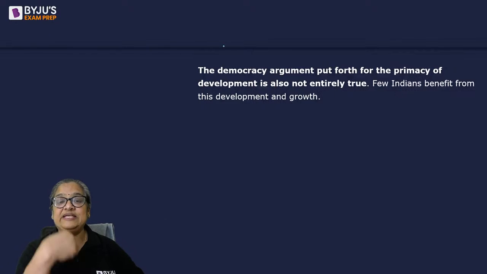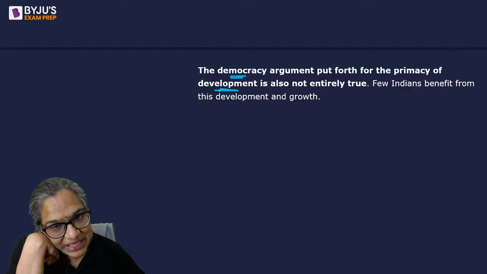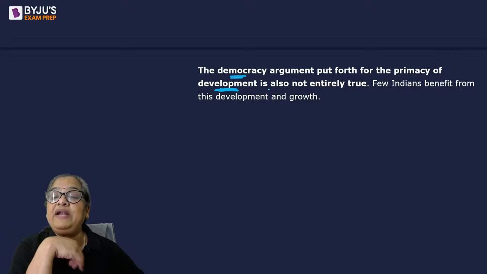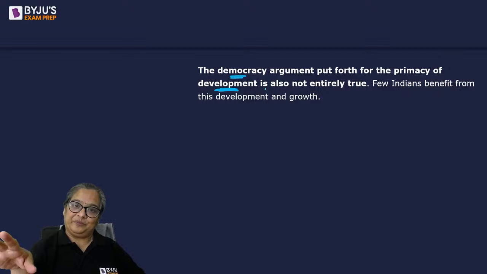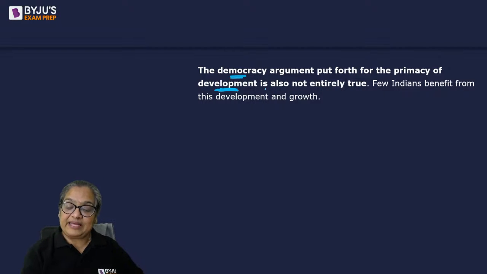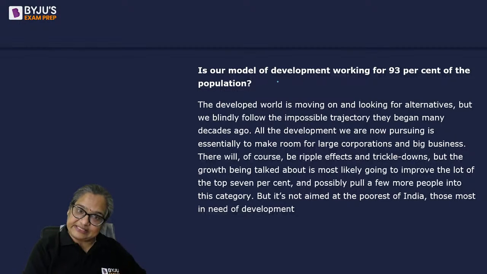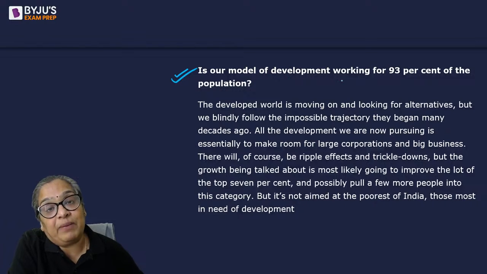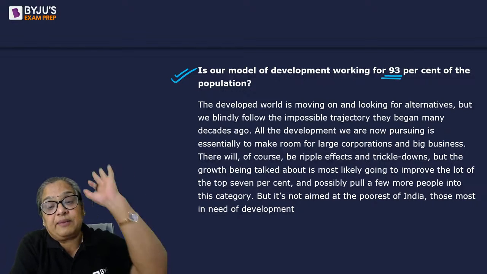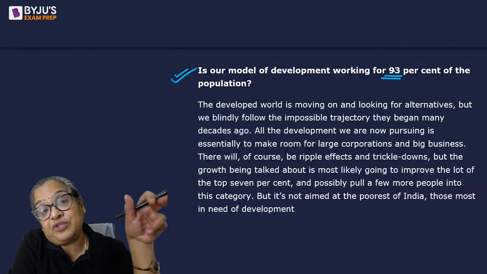Here he says, many who are in a democracy say that democracy means equality. Equality means some kind of development which has to reach the entire population. So you have to supply the basic needs. Many Indians are not getting the basic needs. The Hindu article said that our model of development is not working for 93% of the population. Find a model of development which will work for the poorest sections.